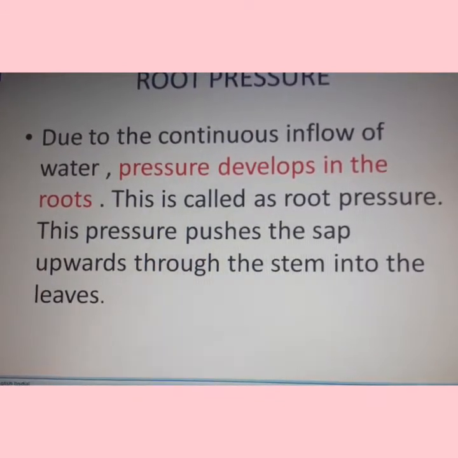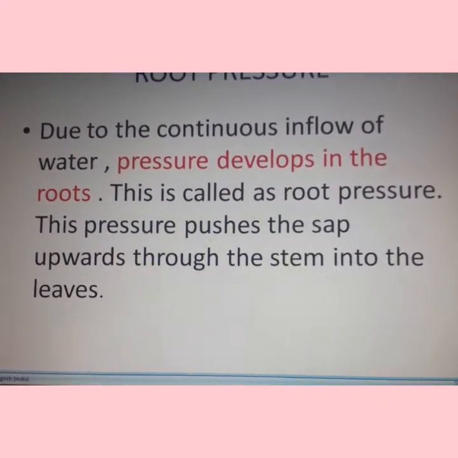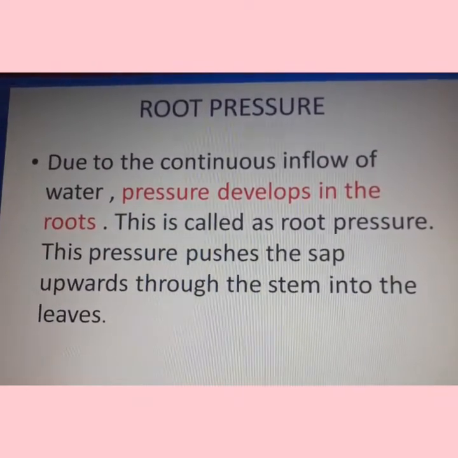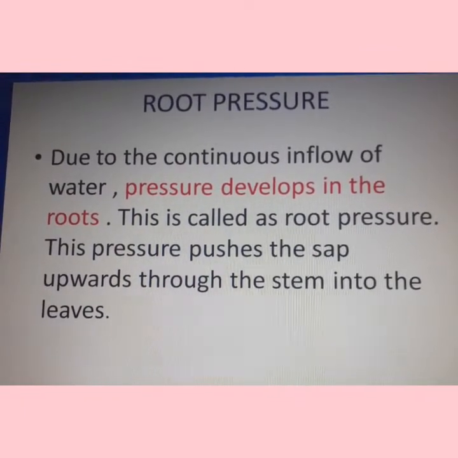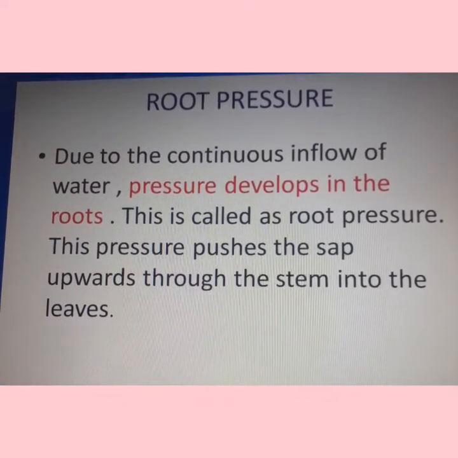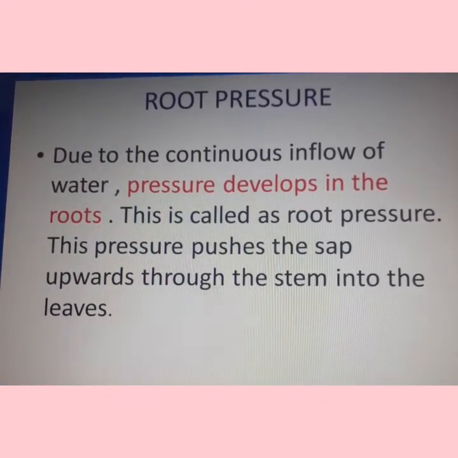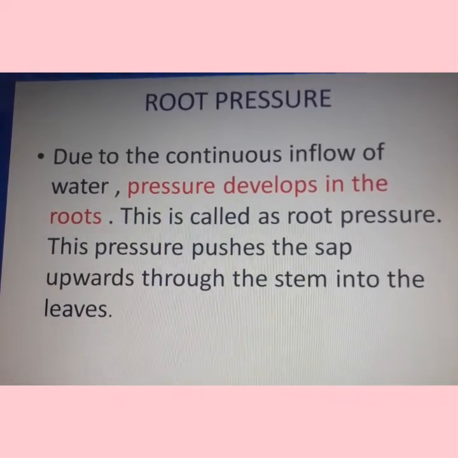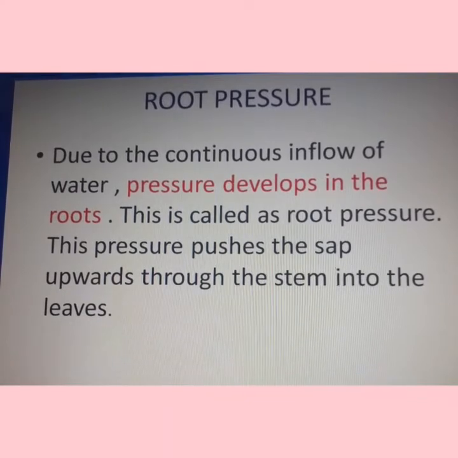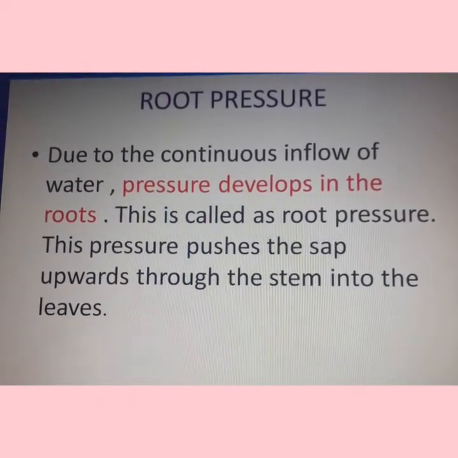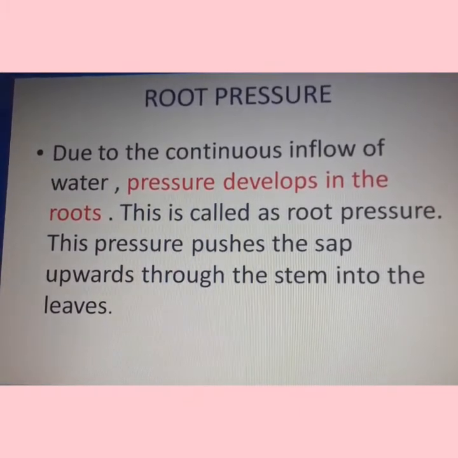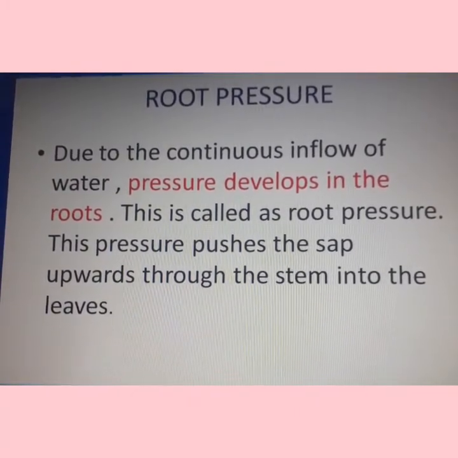You have learnt that root hair cells of plants absorb water and minerals from the soil. Due to the continuous inflow of water, pressure develops in the roots, which is called root pressure. This pressure pushes the sap upwards through the stem into the leaves. This root pressure is adequate to transport water in small plants like herbs, shrubs, and small trees, but it is not enough for transportation in tall plants or trees.